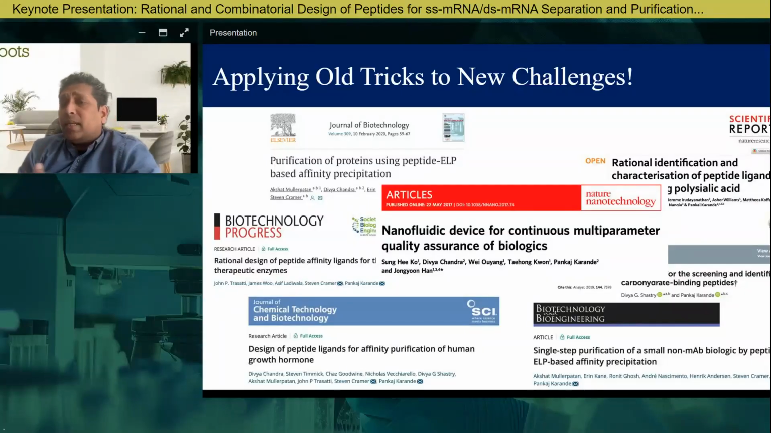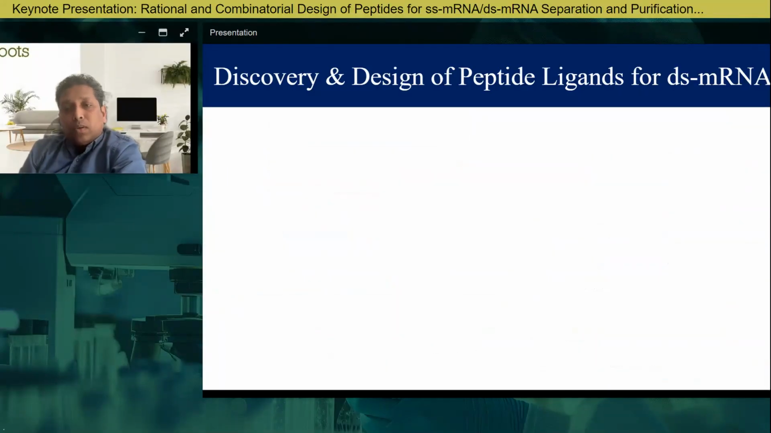But I have to say that everything that we had done in the past was directed towards proteins. And more importantly, we were designing ligands to target the product of interest, not specifically the impurities. And in this effort, we are kind of flipping these two ideas on their head. We are moving away from proteins to a nucleotide based molecule, but also we are focusing on removal of the impurity rather than capturing the target product of interest. So I just wanted to make sure that we are aware that this is a slightly different approach to this problem.